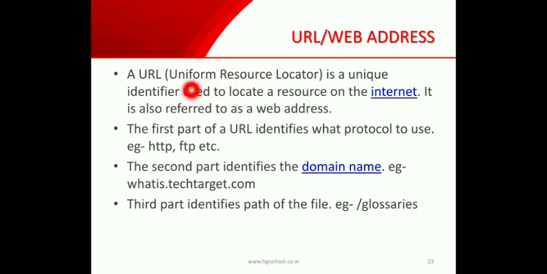URL. Its full form is Uniform Resource Locator. It is actually a unique identifier. It locates a resource, that means a website, on the internet. It is also referred to as a web address. The first part of the URL is the protocol, HTTP, FTP, etc. The second part is the domain name, like www.agischool.co.in. The third part is actually a specific page, that means the path of a file.